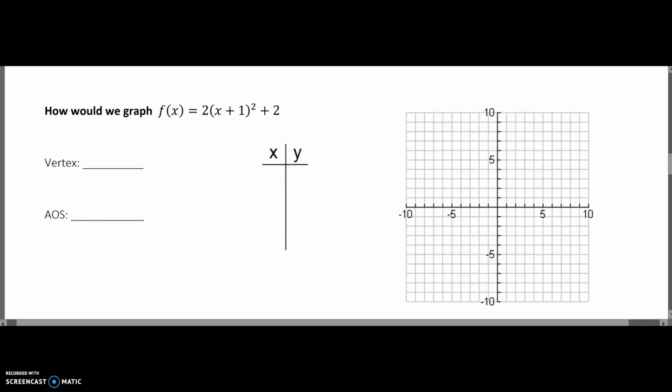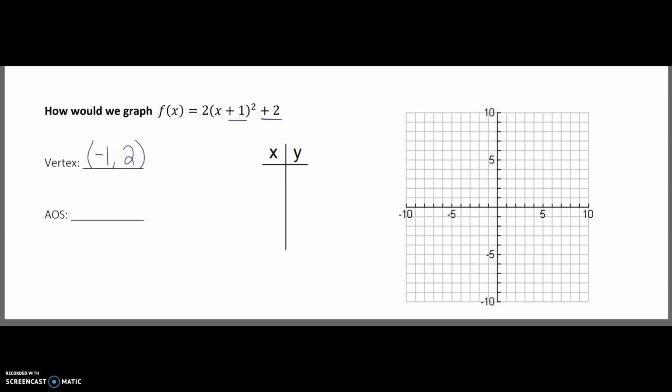We're going to do the same thing that we did on the previous problem. We're going to find h and k and write our vertex. But remember, our vertex is the opposite of h, so my positive 1 will turn into a -1, and the same of k, which will give me positive 2.